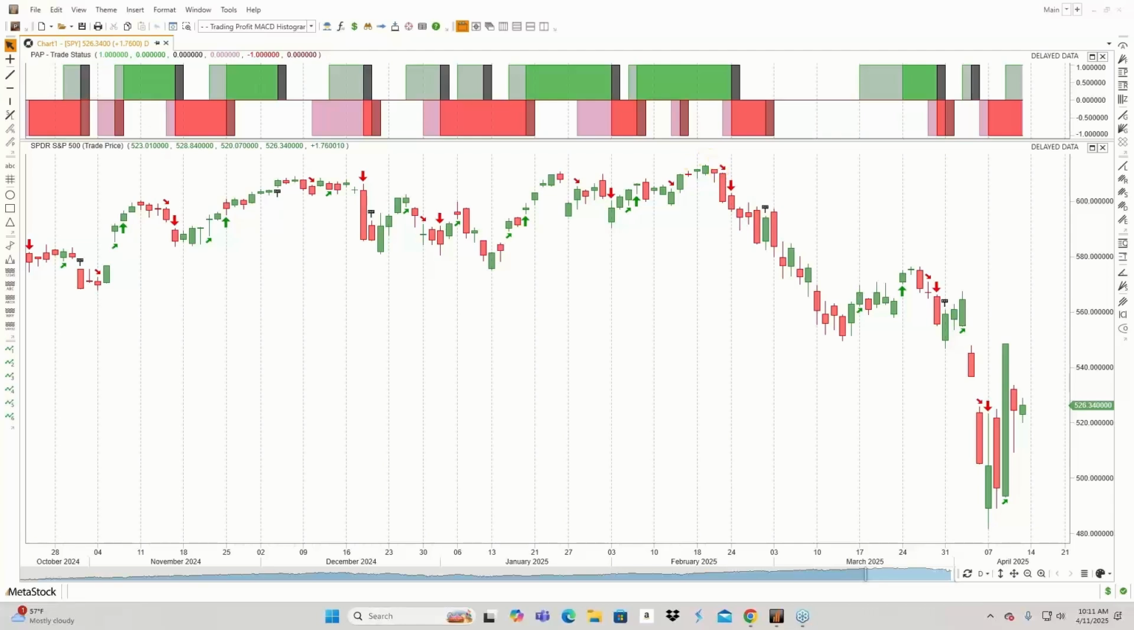Now, on the following day, okay, so this candle here, we have another lower high. Now, this lower high doesn't have to be lower than the prior candle, and it is in this case, but it doesn't have to be. It just needs to be lower than the pivot candle, which it is. Okay, so now we have a confirmed bearish pivot.